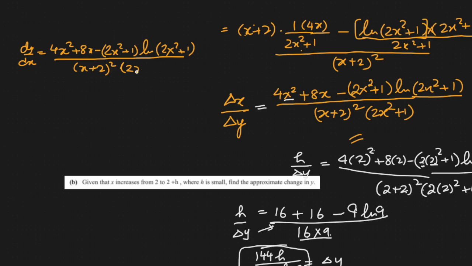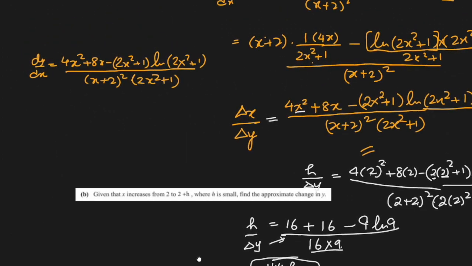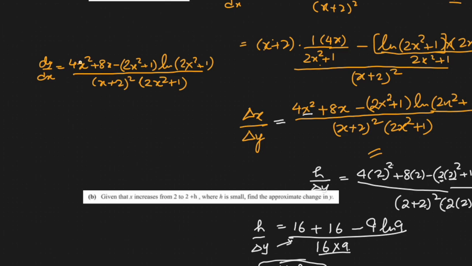times (2x square plus 1). Okay, now they're saying that y is decreasing at 0.4. That means dy over dt, and there is no t here. So what will I do? I'll divide both numerator and denominator by dt. That makes it with respect to time now. They're saying that dy over dt is decreasing at 0.4, so it becomes minus 0.4. And dx over dt we have to find. At what rate x is increasing or decreasing, that's what they're asking.